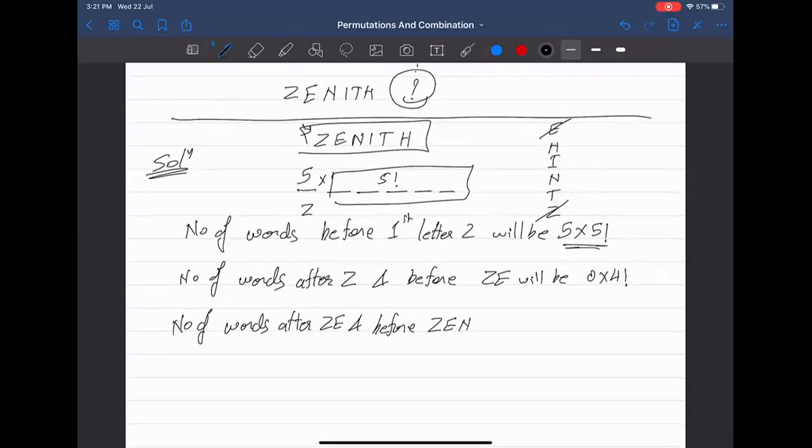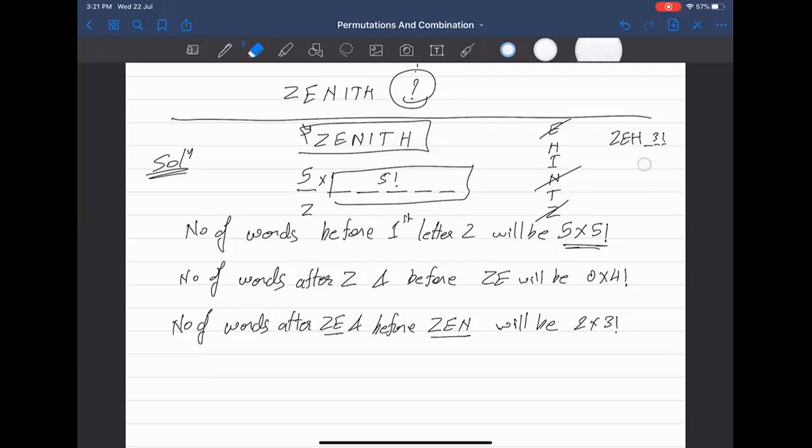तो ZE और ZEN के पहले कितने वर्ड्स हैं? तो जरा देखें. ZEN के पहले ऑब्वियसली ZEH वाले वर्ड्स आएंगे. वो कितने हैं? वो 3 फैक्टोरियल है. और ZEI वाले वर्ड्स आएंगे, वो भी 3 फैक्टोरियल है. So number of words before ZEN will be 2 into 3 factorial. बहुत ही अच्छे. अगर ZEN हो गया तो N उड़ा दो.